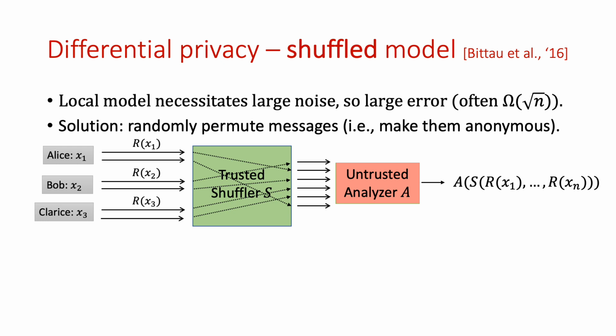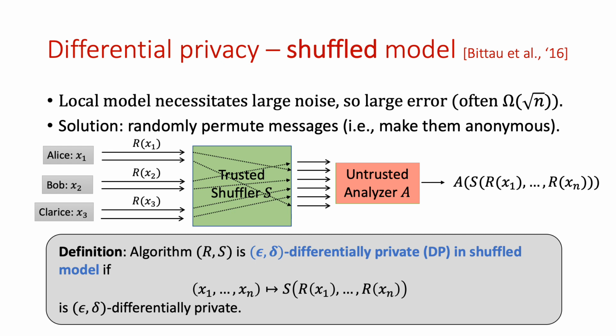And in this talk, I'll discuss one solution to this problem, which is the shuffled model of differential privacy. So here we assume that there's a trusted shuffler, denoted by S, between the users and the untrusted analyzer. And given the user's inputs R of x1 to R of xn, the trusted shuffler randomly permutes them and sends the permuted messages to the untrusted analyzer, which then outputs A of the shuffled messages.